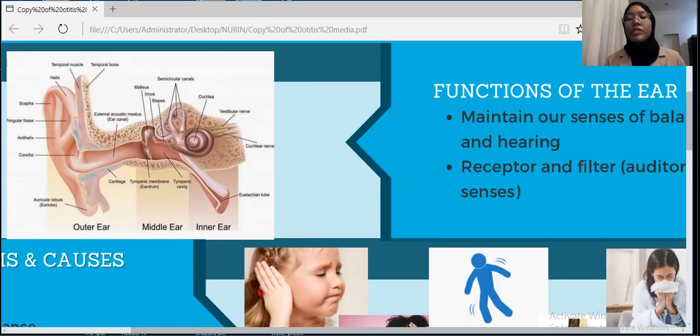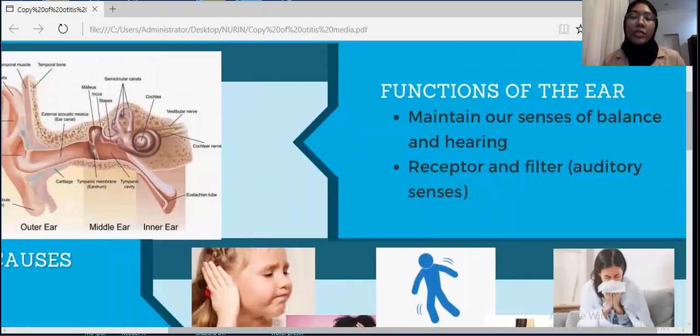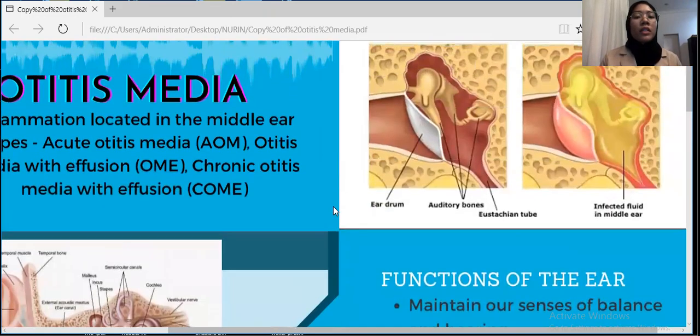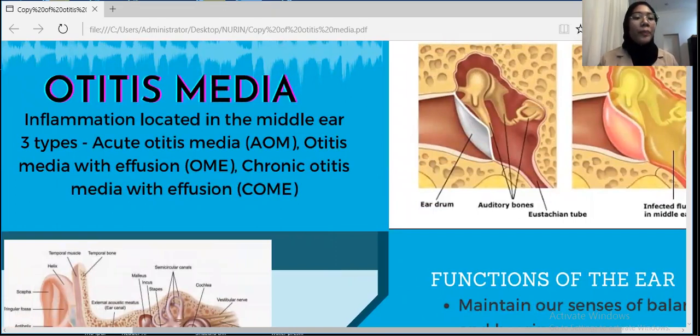So the main functions of our ears is to maintain our sense of balance and hearing. It is also the receptor and filter of our auditory senses. Now I will be introducing about otitis media. So otitis media is mainly an inflammation located in the middle ear.